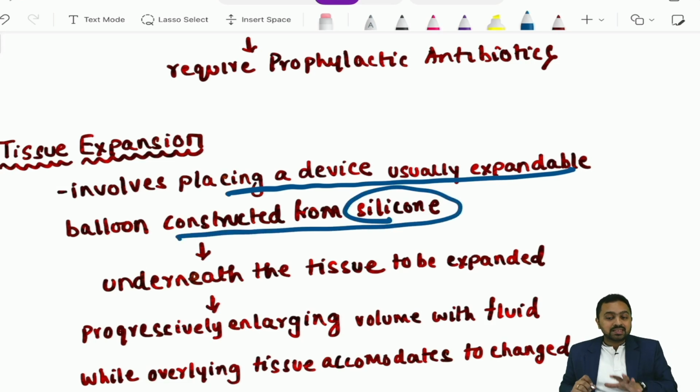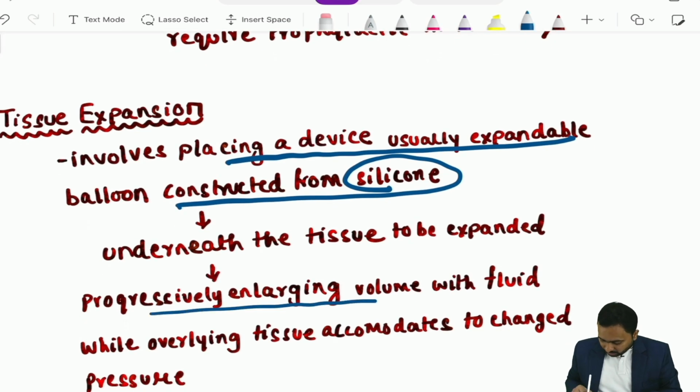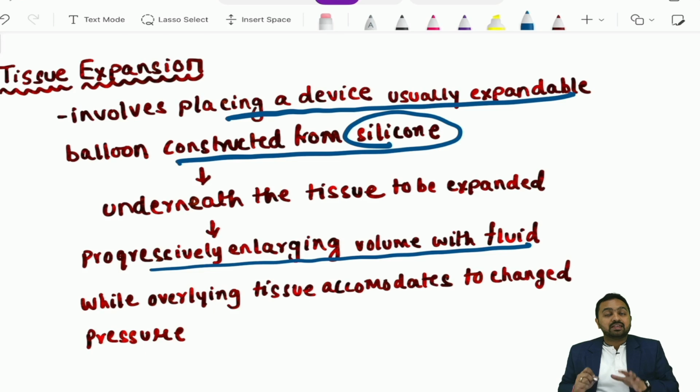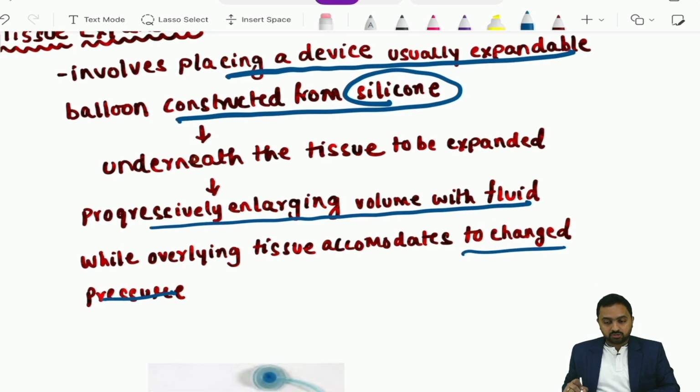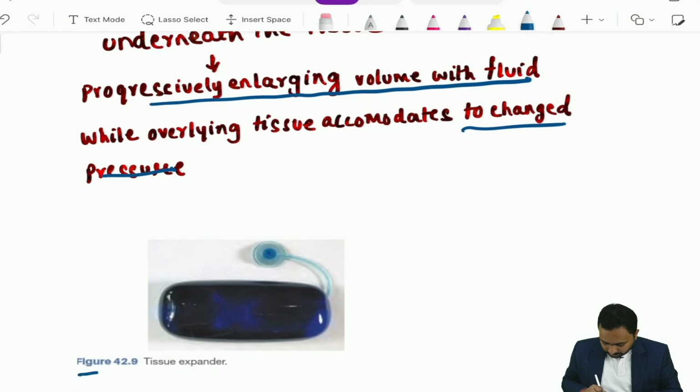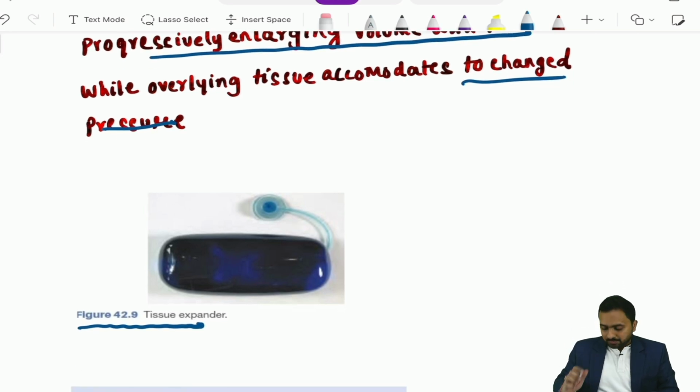So it is placed under the tissue that has to be expanded and progressively enlarged in volume with fluid, while your overlying tissue accommodates to the changed pressure. So you can look over here an example of your tissue expander device. The basic purpose of giving you this image over here is that this has been asked previously in one of your exams regarding your spot diagnosis, identify the particular instrument. So this is your tissue expander and it is generally filled with saline.